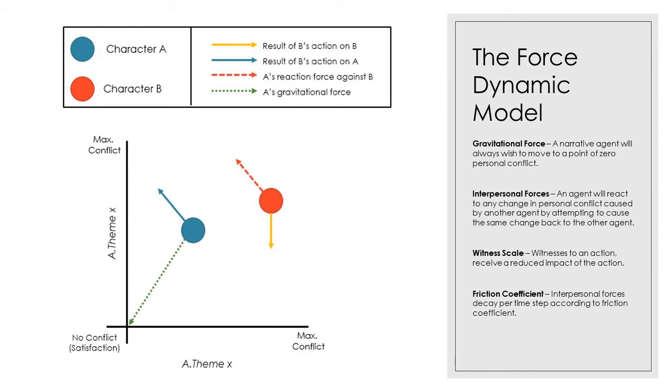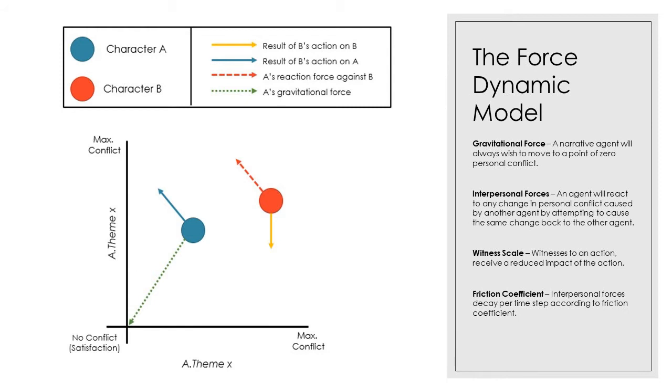The first is a gravitational force which always pulls a character towards a point of zero internal conflict, meaning in the absence of other forces, a character will take actions to reduce their own internal conflict. The second is an interpersonal force, which is a reaction force, that says that an agent will react to any movement caused by the actions of another agent by attempting to cause that same movement back to the second agent. This force is cumulative. An example of this is that helpful actions will cause the character to react also with helpful actions, and conflicting actions will cause the desire to conflict further.